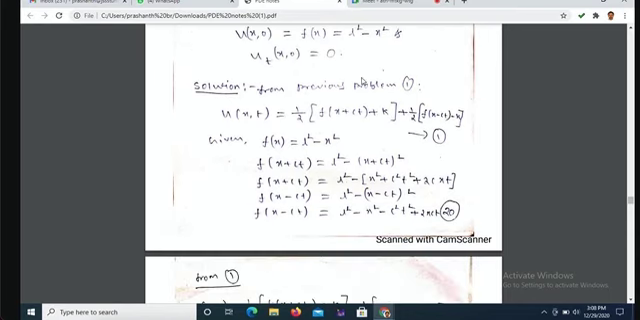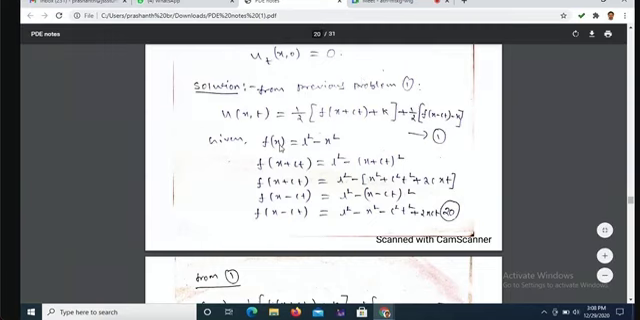In the place of f of x, L square minus x square he has given. Correct? So f of x plus ct means what? Here, in the place of x, you put x plus ct. Here also, in the place of x, you put x plus ct. x plus ct whole square. (a plus b) whole square, that is a square plus b square plus 2ab.